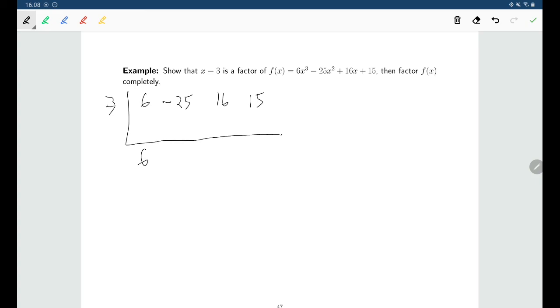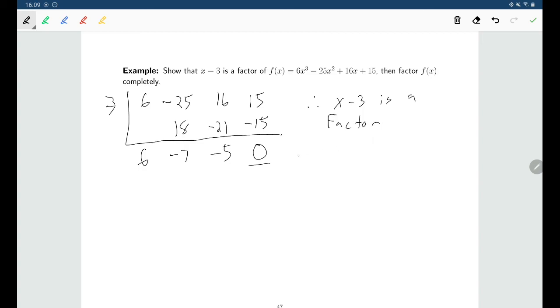We multiply 3 times 6, that's 18, and then we add up. 18 and negative 25 add up to negative 7. Then we multiply again. 3 times negative 7, that's negative 21. And then we add: 16 plus negative 21, that's negative 5. Then we multiply. 3 times negative 5, that's negative 15. Negative 15 and positive 15 add up to 0. So yes, indeed, we can confirm that x minus 3 is a factor.